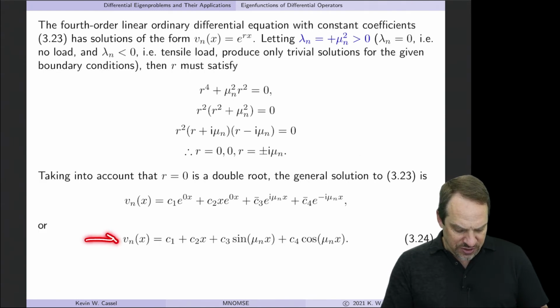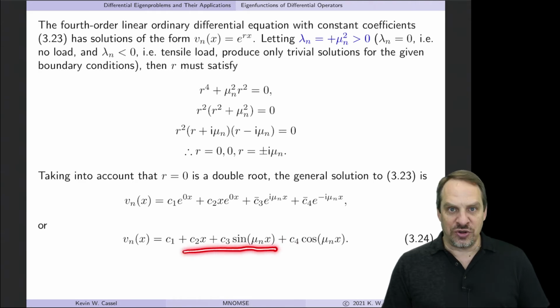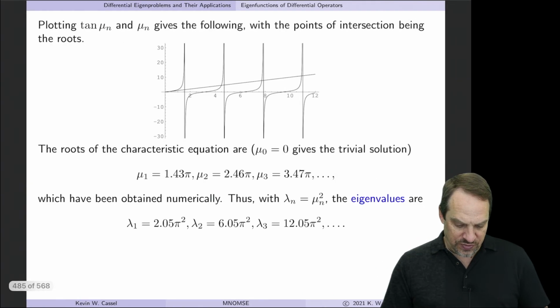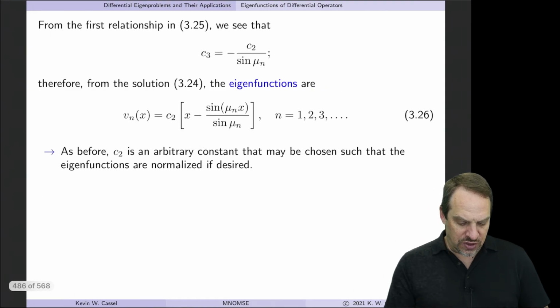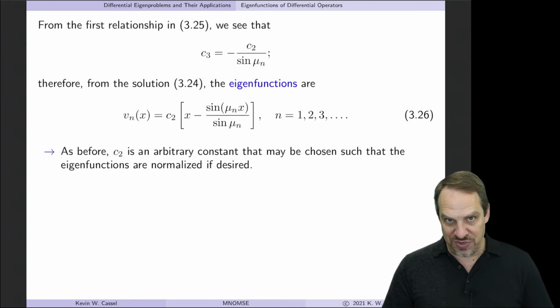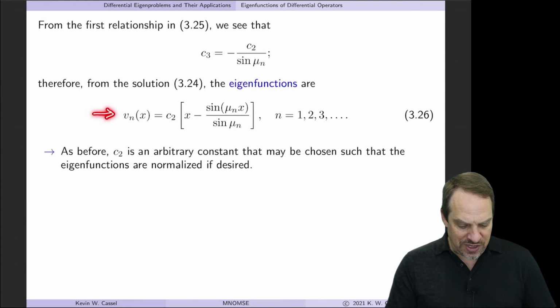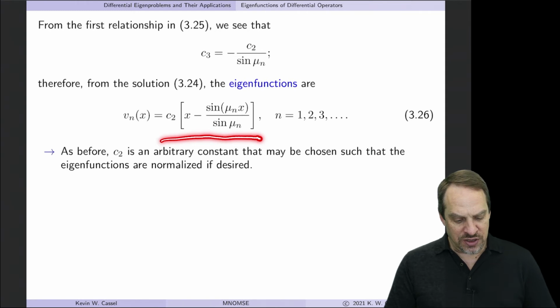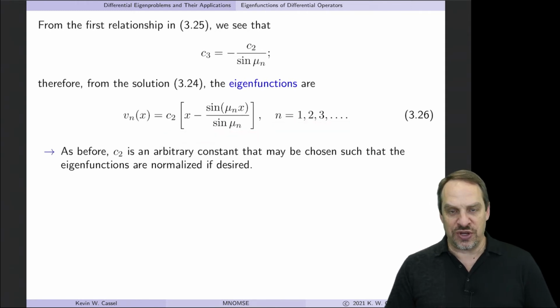So if we go back here, here's the general form of our eigenfunctions, but we've determined that C1 and C4 are both 0. So we just have these two terms. So we see that C3 is minus C2 over sine mu. That's from one of our equations in the boundary conditions. And so then V we can write as C2 times the quantity x minus sine of mu times x over sine of mu. And that's true for all positive integer n's.